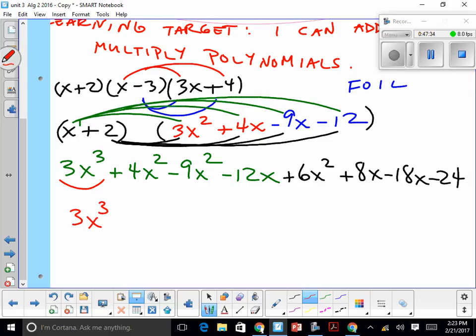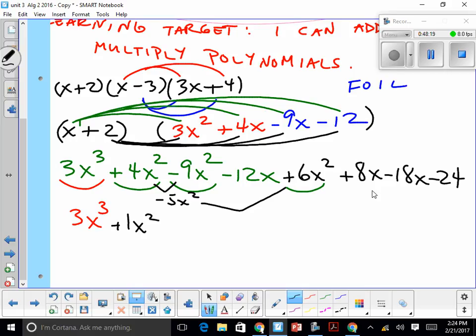A 4 and a negative 9 is a what, anybody? Negative 5. Okay. Now I need that negative 5 to now combine with this positive 6. So it's x squared because a negative 5 and a positive 6 is a positive 1x squared. Negative 5 plus a 6 is a 1, but they don't write the 1. I'm not sure how they chose this problem. It seems like there's so much going on in there that they would have just left it out.